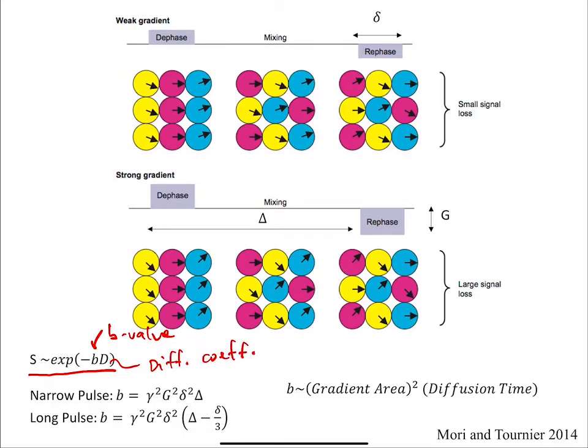Okay? And it turns out that the b-value is proportional to gradient area squared times the diffusion time. All right, so what is the gradient area squared? That's just this area here. So it's like g times little delta squared. So the bigger I make that area, the more dephasing there's going to be, and so the signal is going to go down faster.